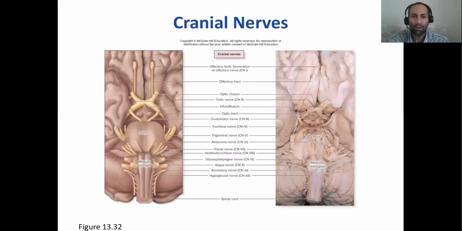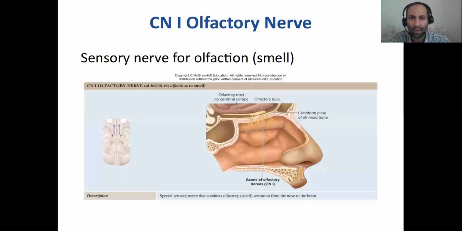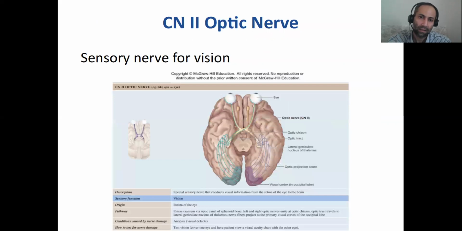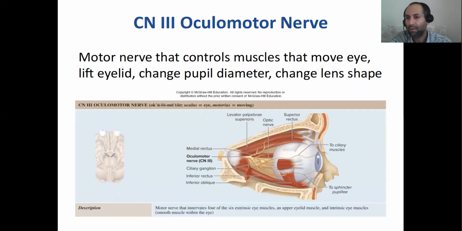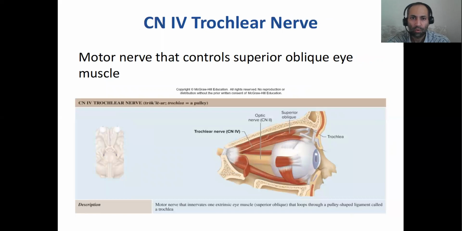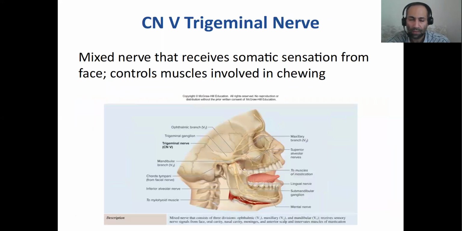So finally, these are your 12 pairs of cranial nerves. The first one is the olfactory nerve. It helps you smell. Second is your optic nerve for seeing, optic, as you can see here. Oculomotor nerve, we talked about that one, controls your eye muscles, except for the lateral rectus, which is supplied by the abducens nerve, right? Trochlear nerve, this supplies your superior oblique eye muscles. We talked about that one as well.